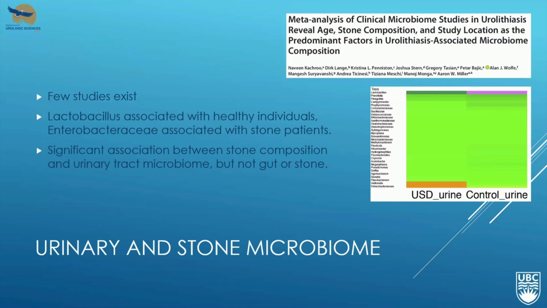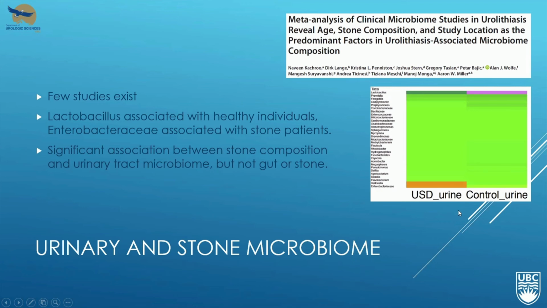In this study, they found that lactobacillus was associated with healthy individuals, which is denoted by this purple line on the diagram to the right, purple meaning that it's found in higher concentrations in the control urine, as well as Enterobacteriaceae being associated with stone patients, as well as Veillonella, denoted by the orange line in the urinary stone disease, the USD, urinary stone disease urine.